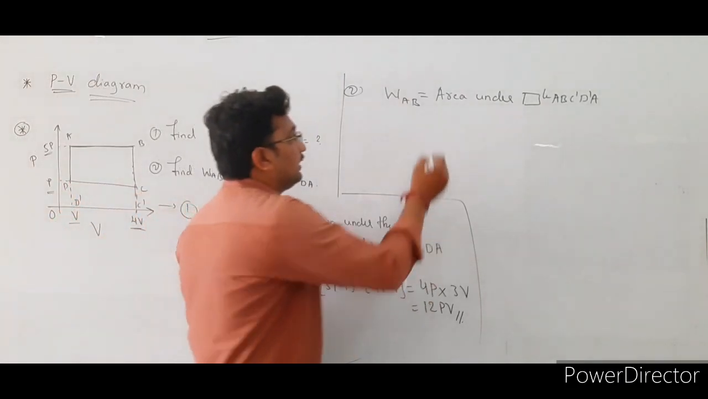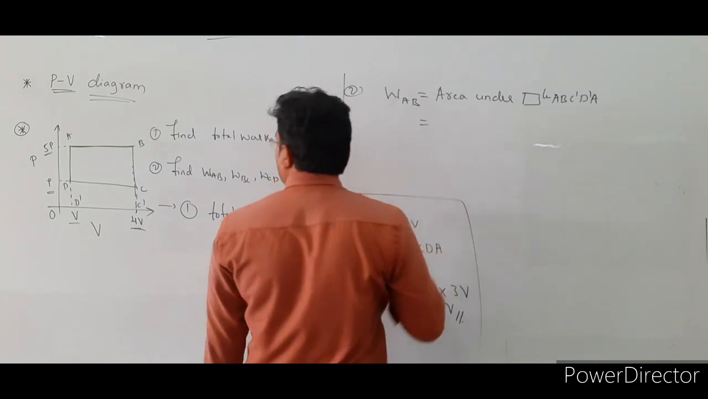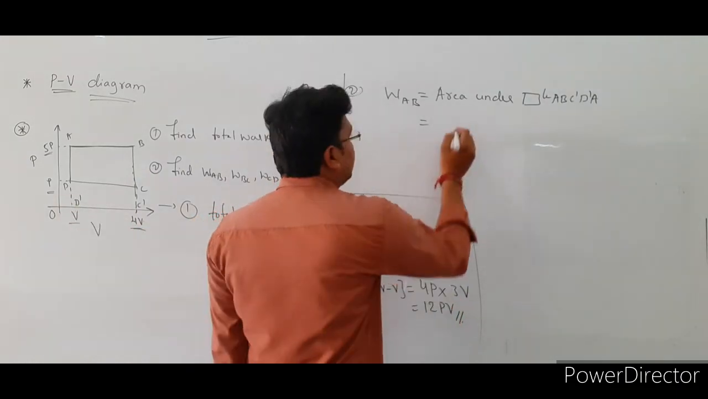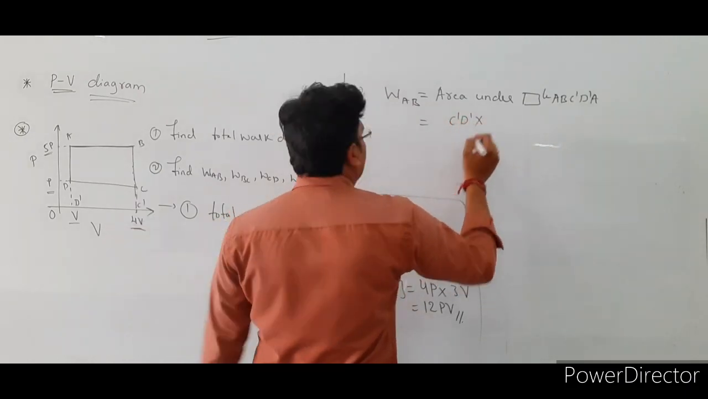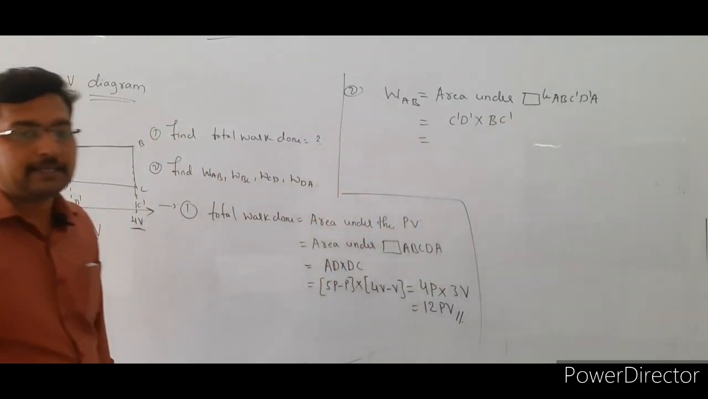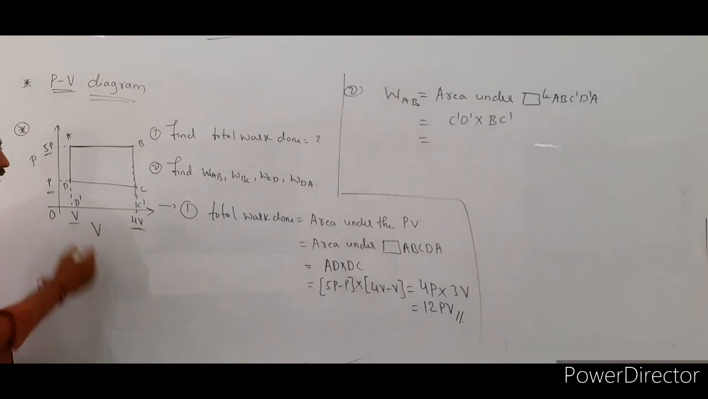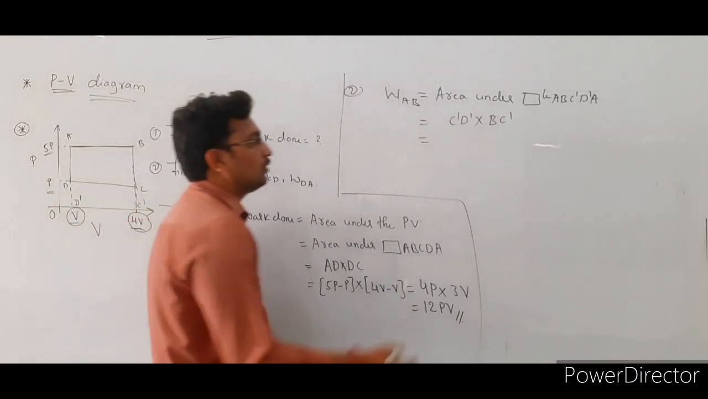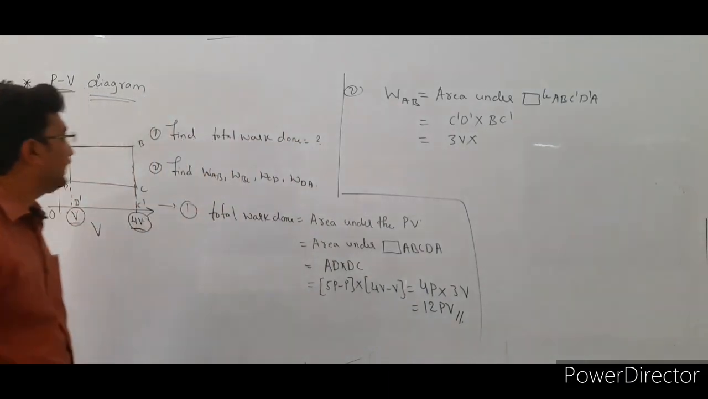What is the formula here? The formula is the same, base into height. So base is C dash, D dash, into height, that is BC dash. See here, C dash, D dash value, that is 4V minus V. C dash value is 4V and D dash value is V. 4V minus V is equal to 3V. That is equal to 3V into BC dash.